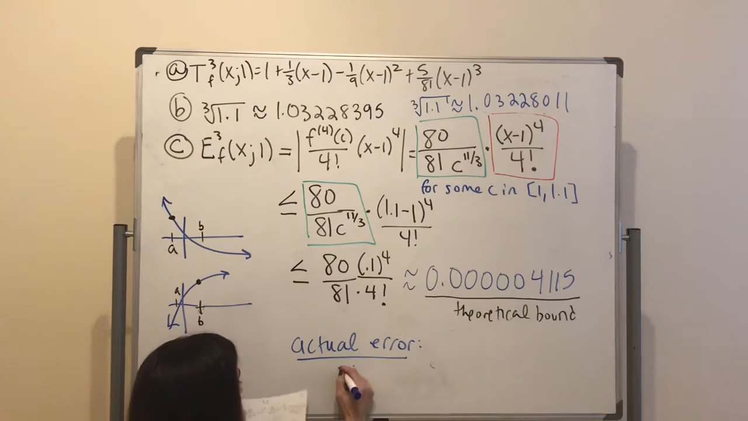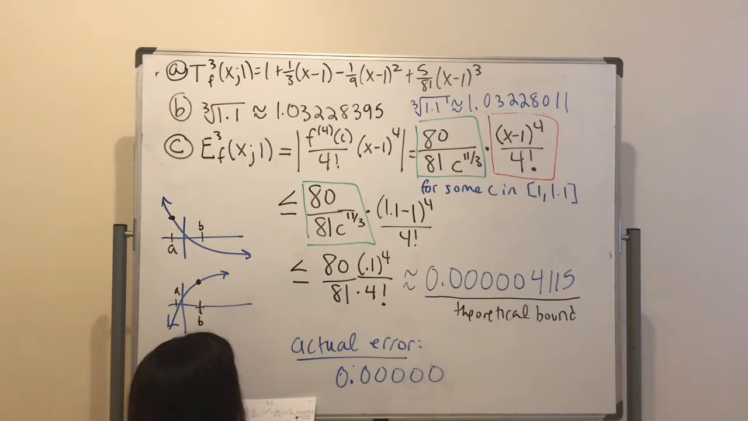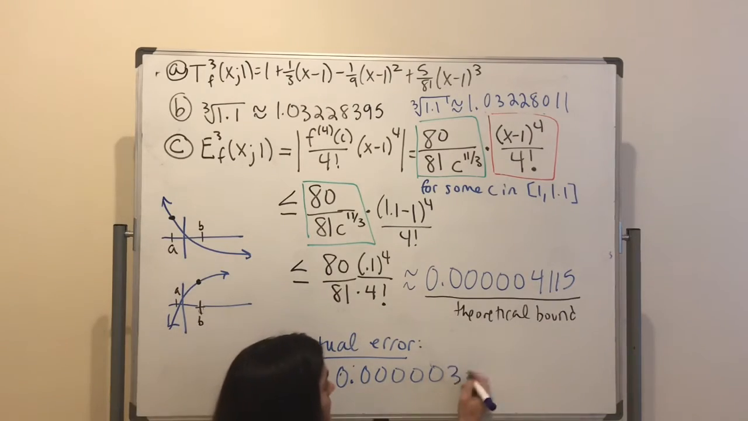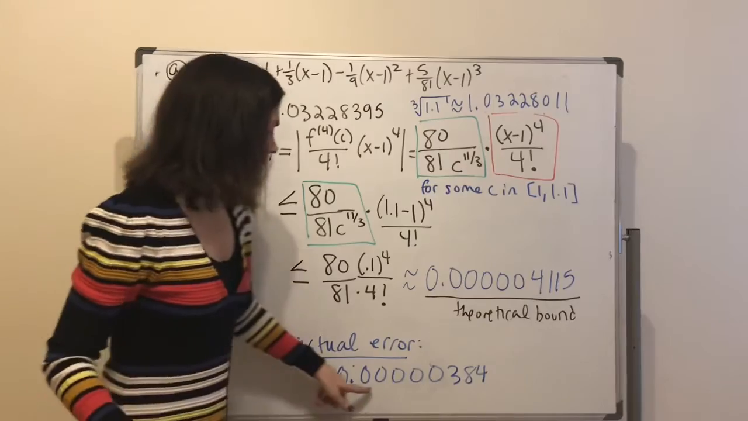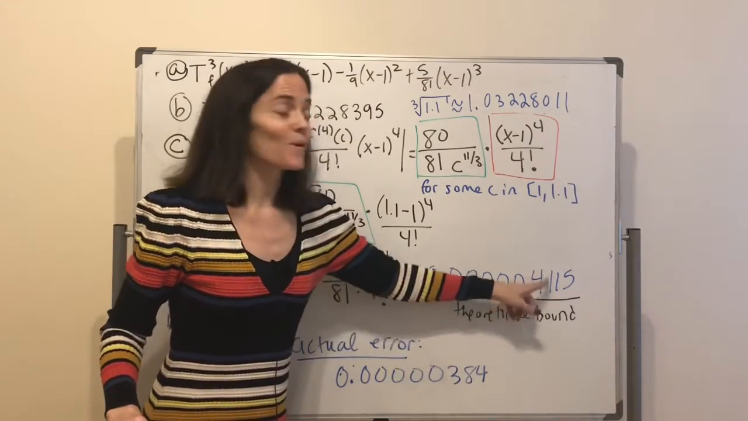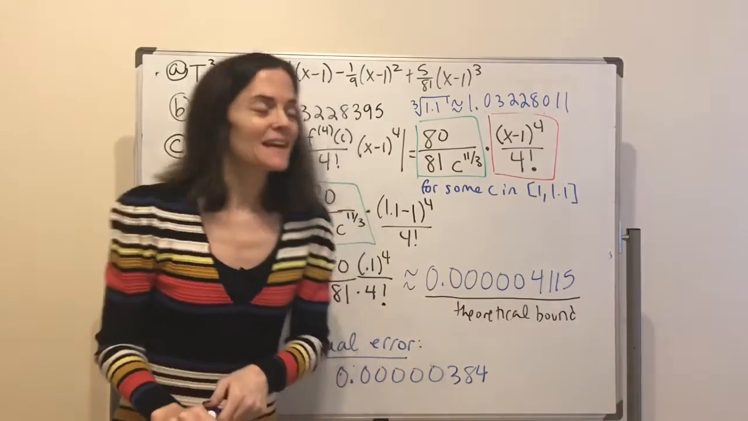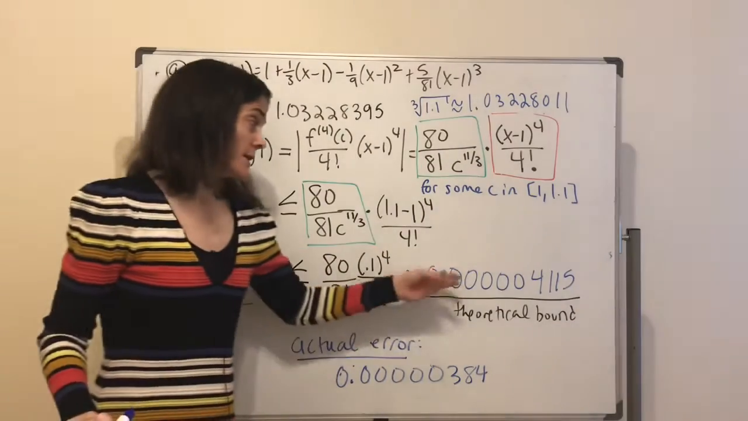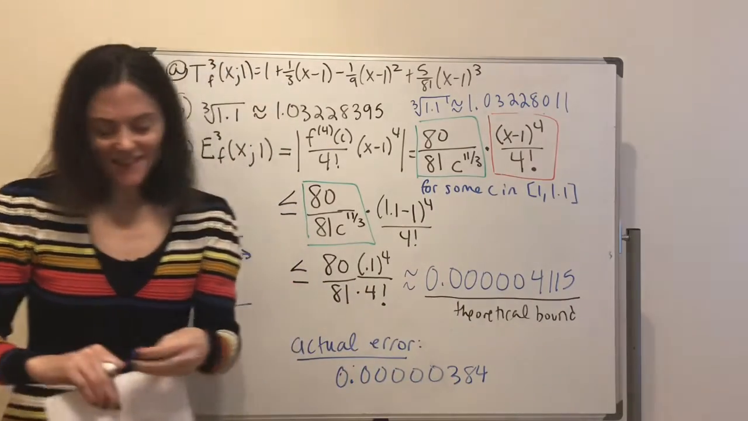I have 0.12345, and then I have 384. Okay? So you see, in fact, we have 5 zeros followed by a 38, 5 zeros followed by a 41. I'm less than the theoretical bound, as I'm guaranteed to be, but it's a pretty good theoretical bound because it doesn't differ from the actual error all that much.